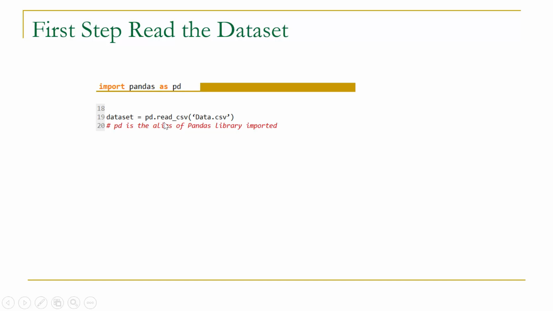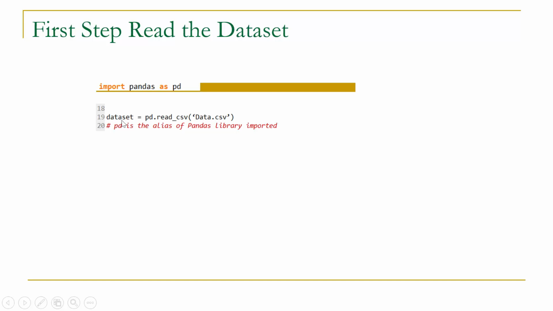Here we are invoking its method read_csv to read the data from the data.csv file. This data file should be in our working directory. After reading this dataset, it is stored in a data frame named dataset. So here we have the data in our data frame named dataset.